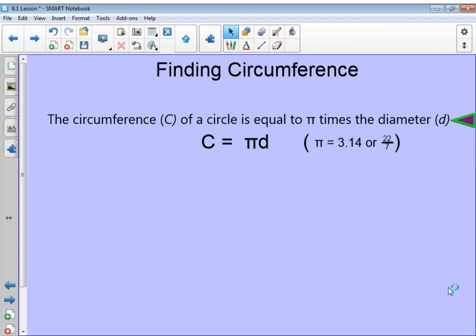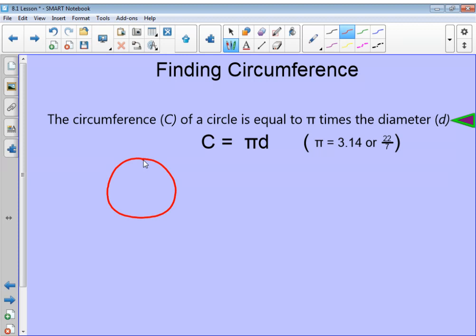Okay, in this part of the lesson, we're going to be working with finding the circumference of a circle. Just as a reminder, the circumference is the distance around that circle. If you had a round pool and you wanted to figure out how far you would have to walk around it, that's what circumference is. Or if you wanted to put up a fence around a circle garden or that pool, you would need to know the distance around that.